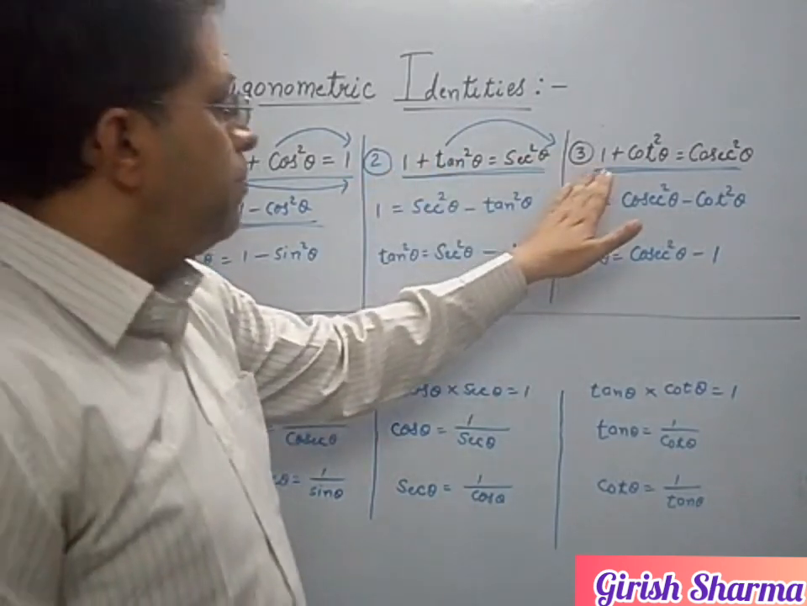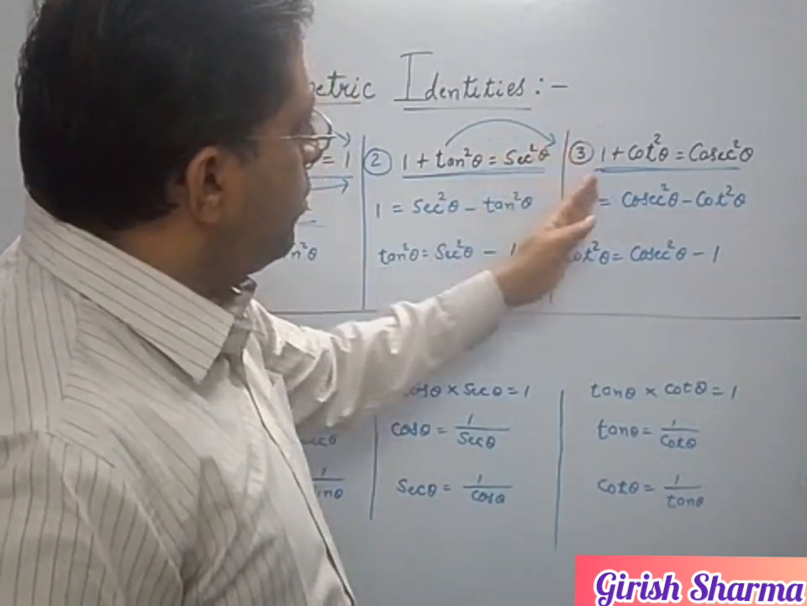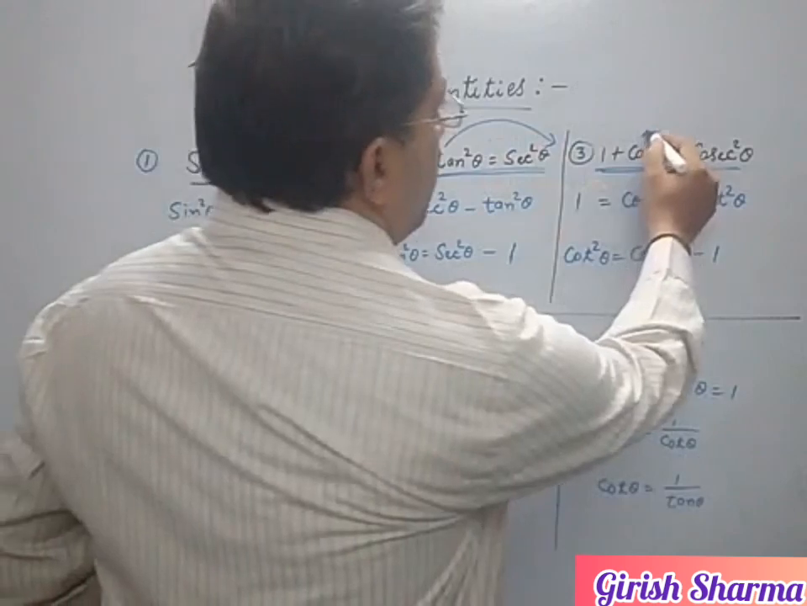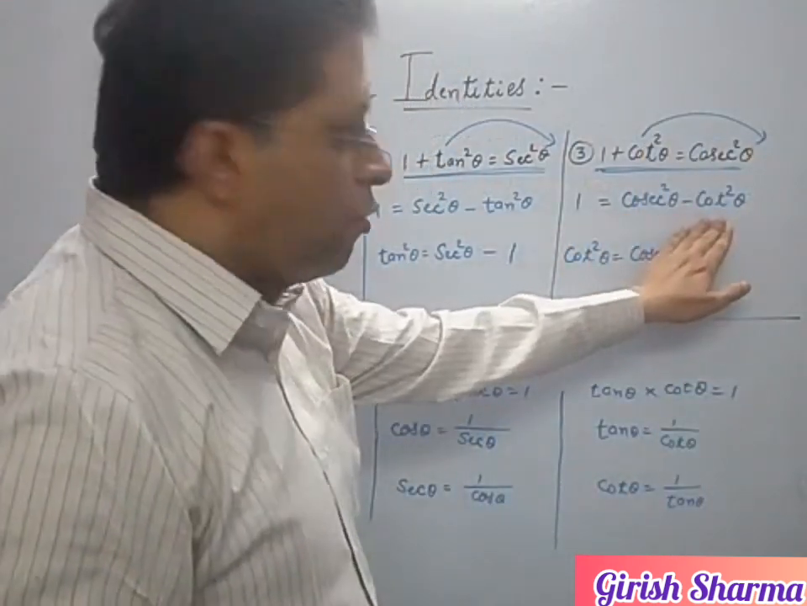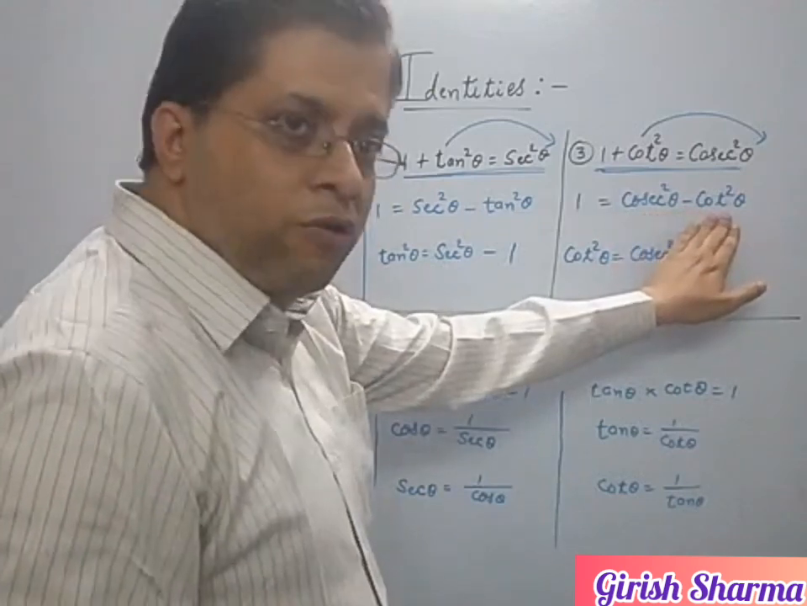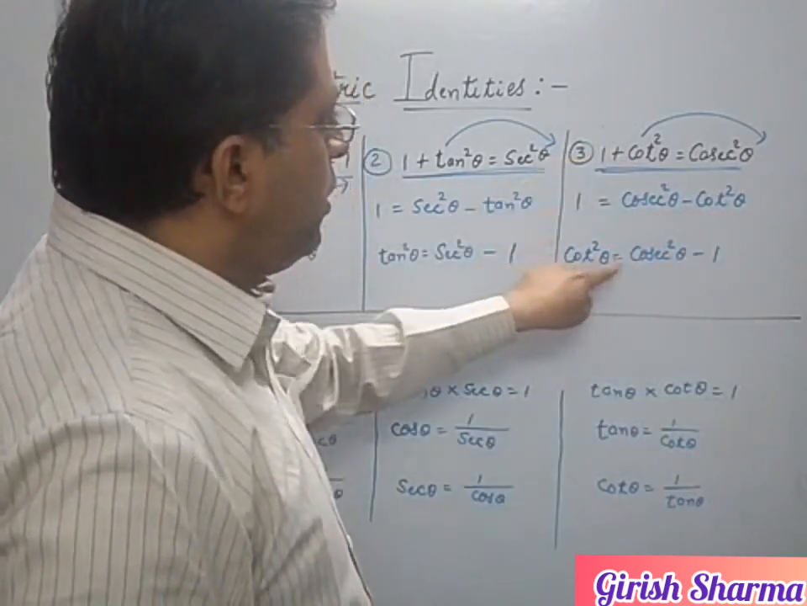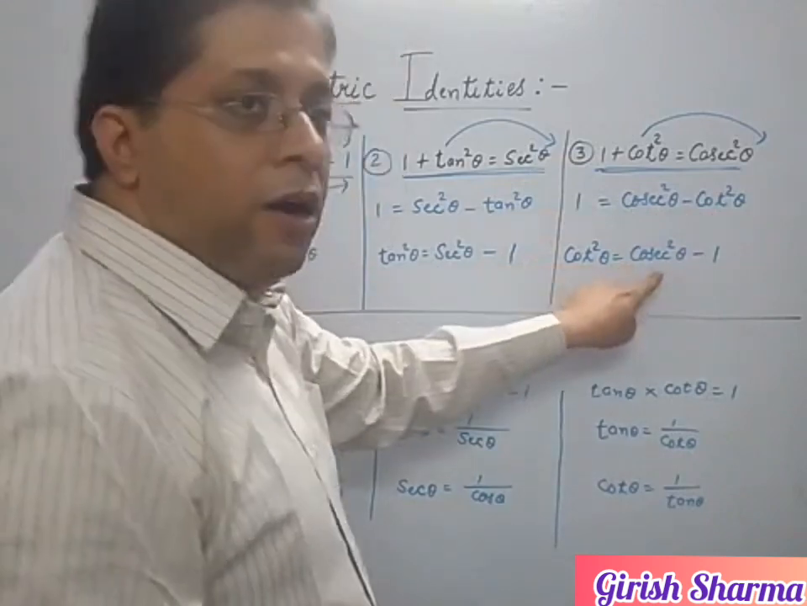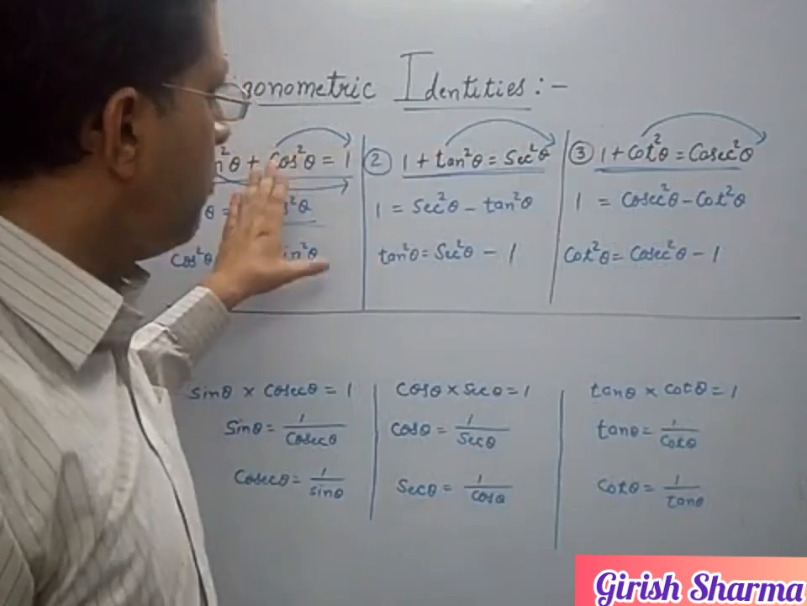Now see, I am keeping 1 on this side and moving cot² θ. Then 1 = cosec² θ - cot² θ, and if I keep cot² θ here, then cot² θ = cosec² θ - 1. These three identities are very important.